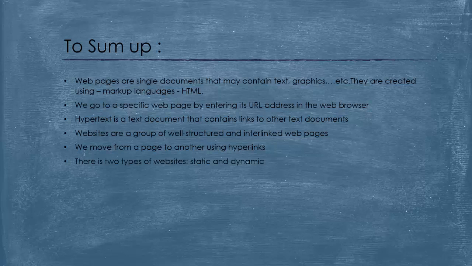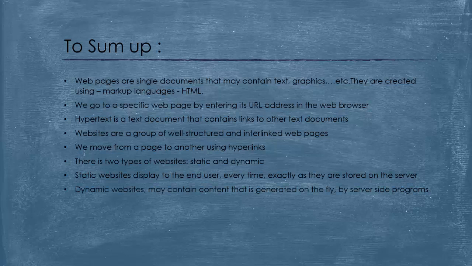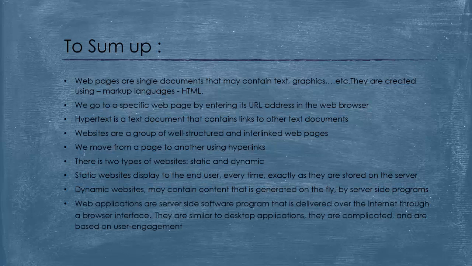Also, there are two types of websites, static and dynamic. Static websites are displayed to the end user every time, exactly as they are stored on the server. Dynamic websites, however, may contain content that is generated on the fly by server-side programs. We have also seen that web applications are server-side software programs that are delivered over the internet through a browser interface. They are similar to desktop applications, they are complicated and are based on user engagement.